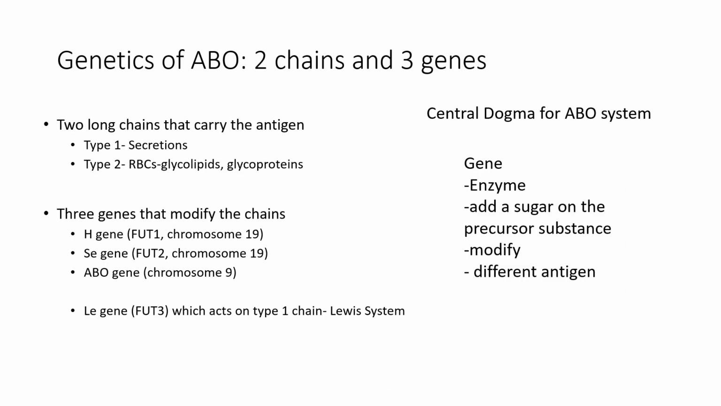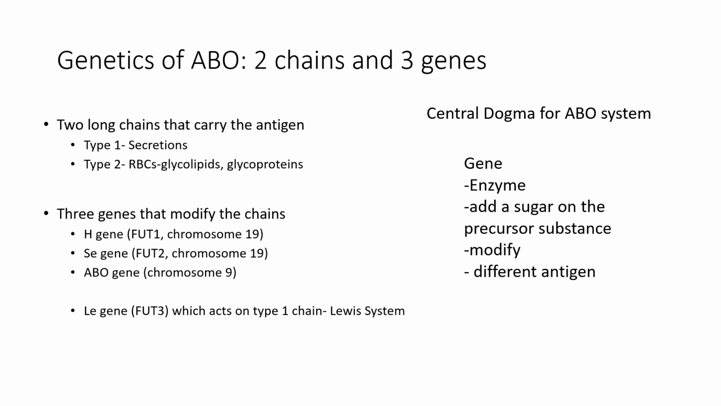Coming to the genetics of the ABO system, it comprises two chains and three genes. Please remember there are two chains, and on these two chains there will be three genes acting to form what is called the ABO group system, but also a closely associated system called the H system, or the H antigen. But we invariably take ABO and H together, and we consider them as one system. So there are two long chains. I'll explain them further.